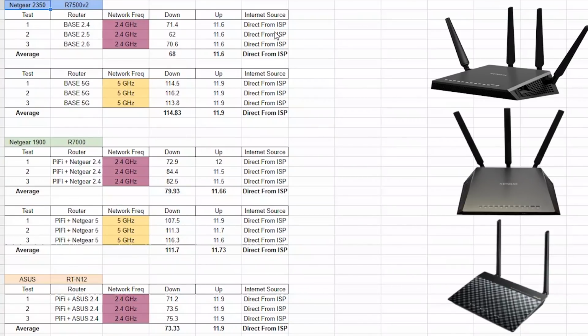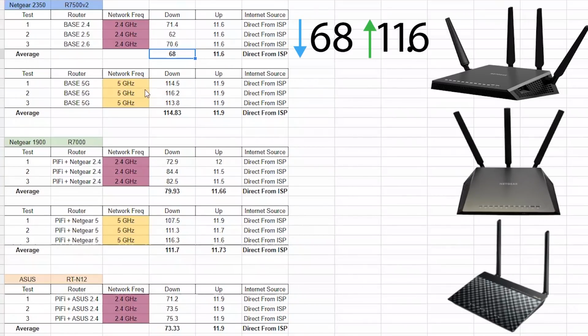Now, for this baseline test, I set the routers to get the signal directly from my ISP modem. In this case, it's Comcast down in Miami. I did three speed tests, and I got an average. On 2.4, I got an average of 68 down and 11.6 up. And on 5 gig, I actually got a lot higher, 114 down and just under 12 up. So again, this is direct from the ISP and I am doing Wi-Fi to my laptop.